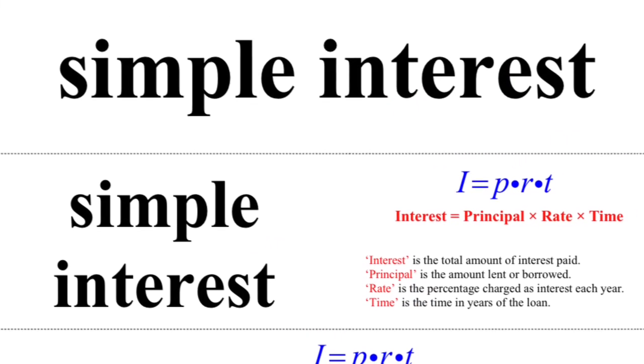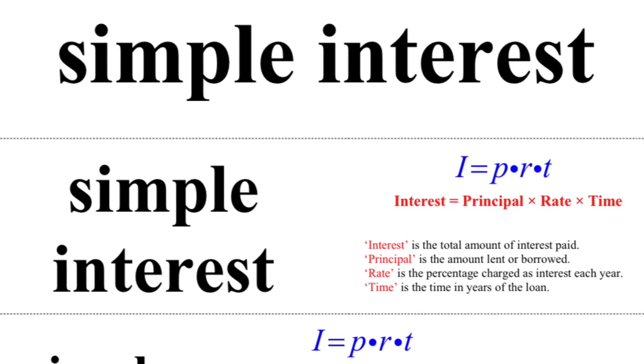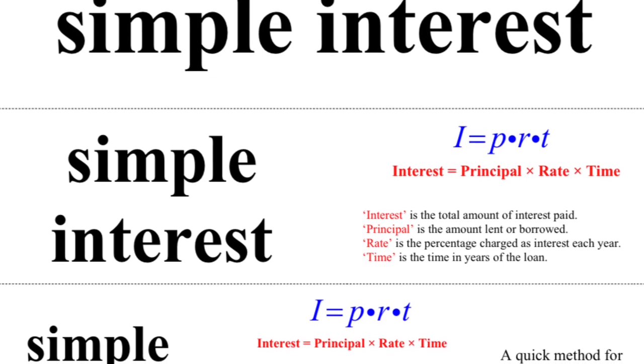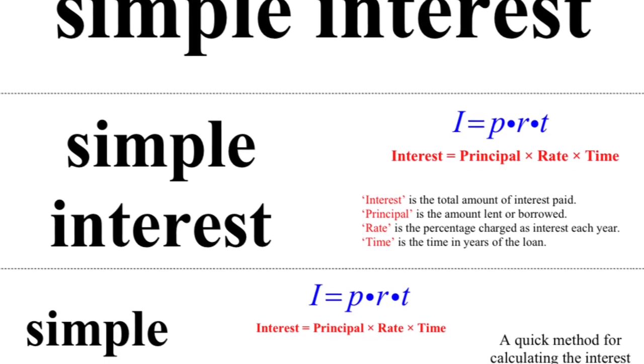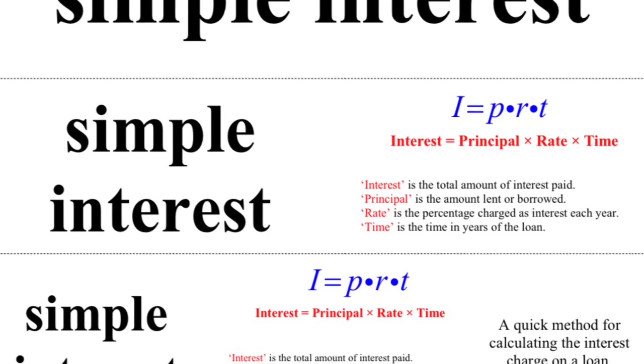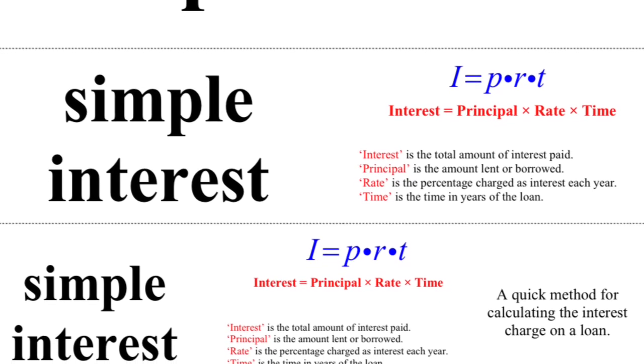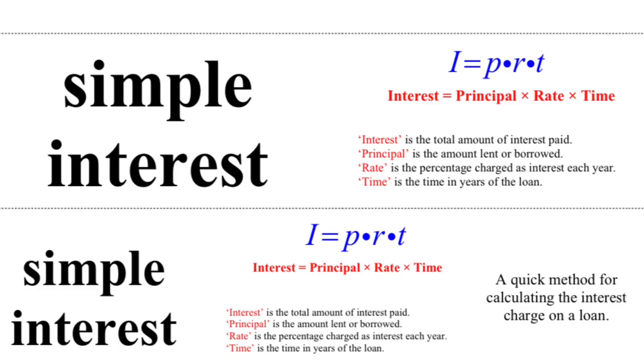Simple interest is money added to a specific amount. It can be calculated by taking the original amount that you have, multiplying it times the rate as a decimal, and then multiplying that times time. In other words, I equals P times R times T.